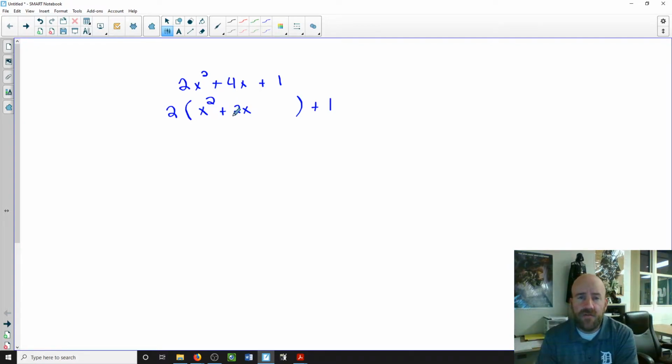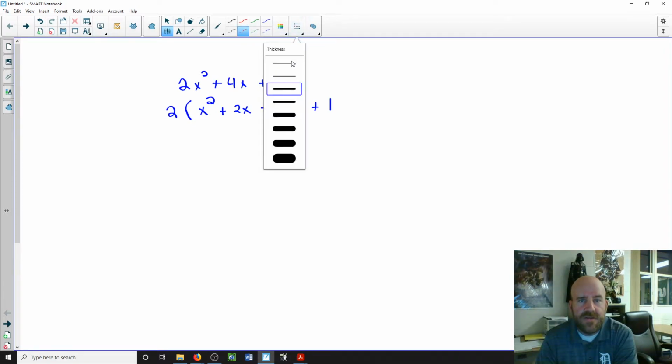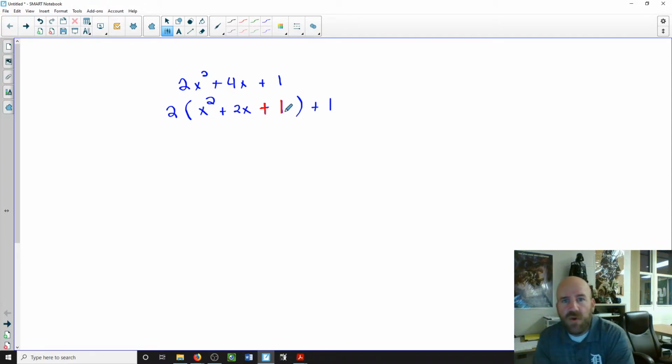We're doing the same thing. We're taking half of b, which is 1, and then we're squaring it. And we get 1. So we are adding on a 1 inside. Alright, so now that we've added 1 inside parentheses, we have to look at what is really going on here.